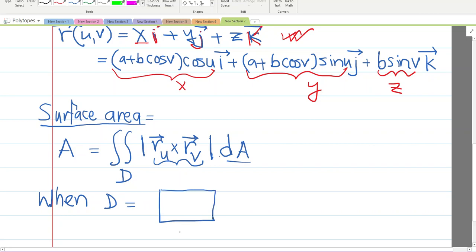So this is a variable u. So u goes from 0 to 2 pi. And in the vertical direction, it's 2 pi. Okay, so D, the domain, is actually a rectangle. That's v.